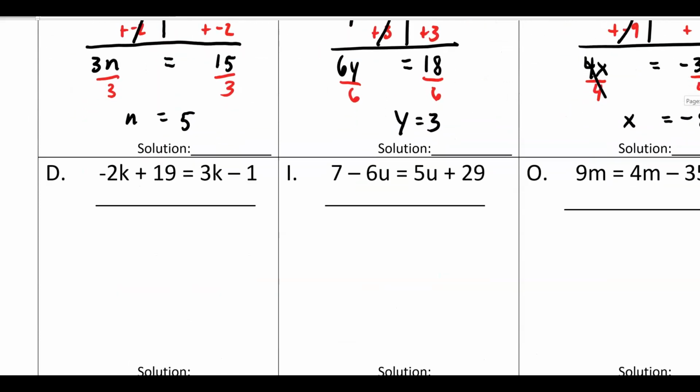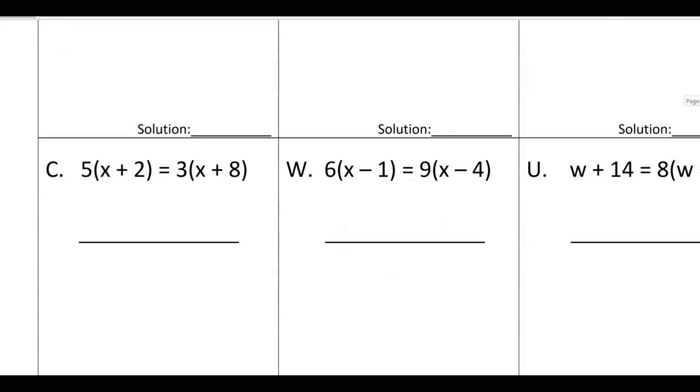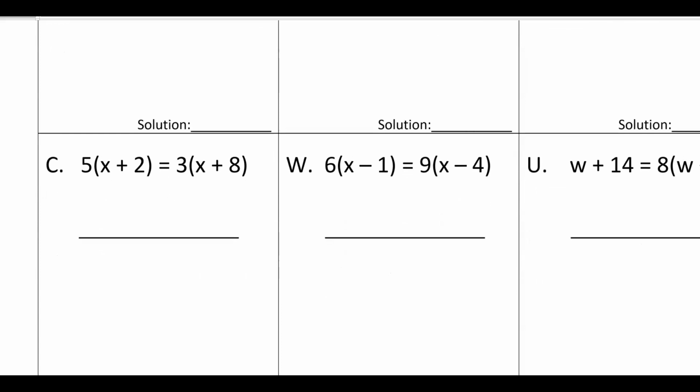Okay. Let's do one more problem together. Let's skip down to the bottom. You'll notice in C, we have 5 parentheses x plus 2, 3 parentheses x plus 8. Because we have these distributive properties on both sides, we can't start by dividing by 3 or dividing by 5. So we actually have to distribute.